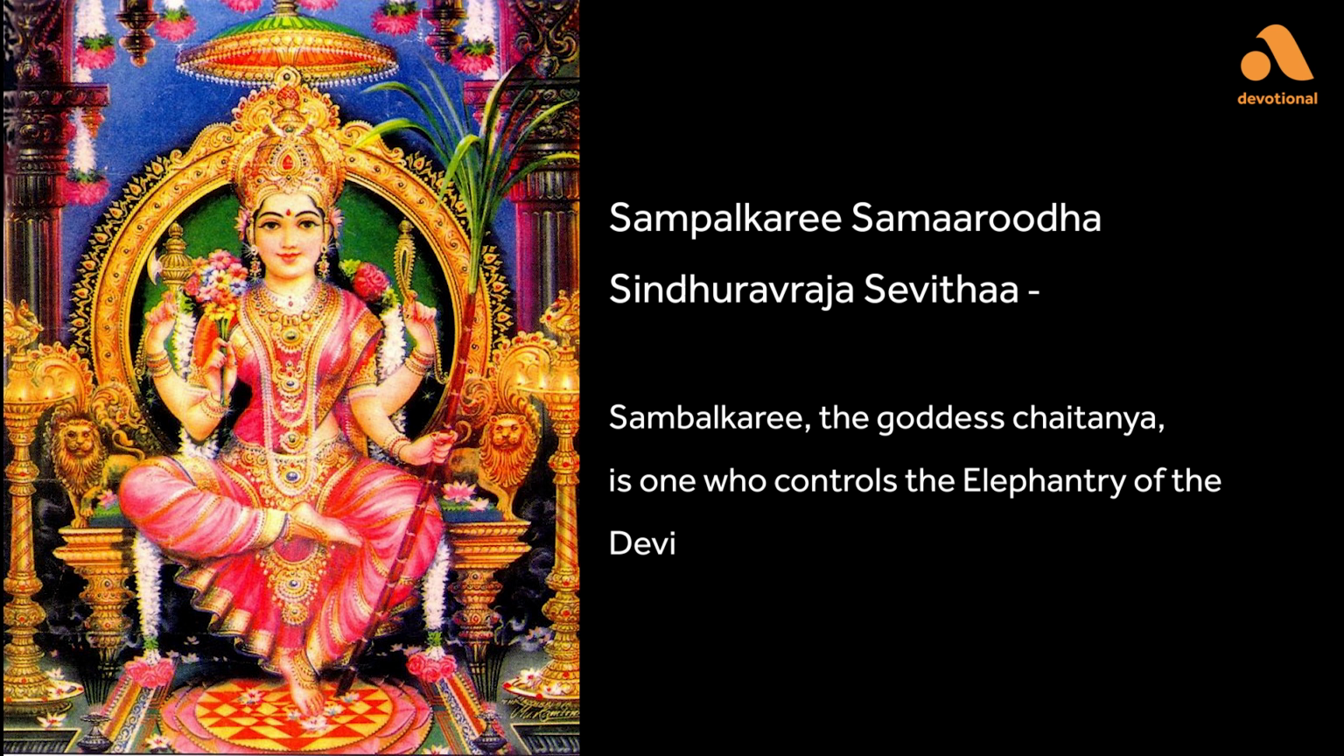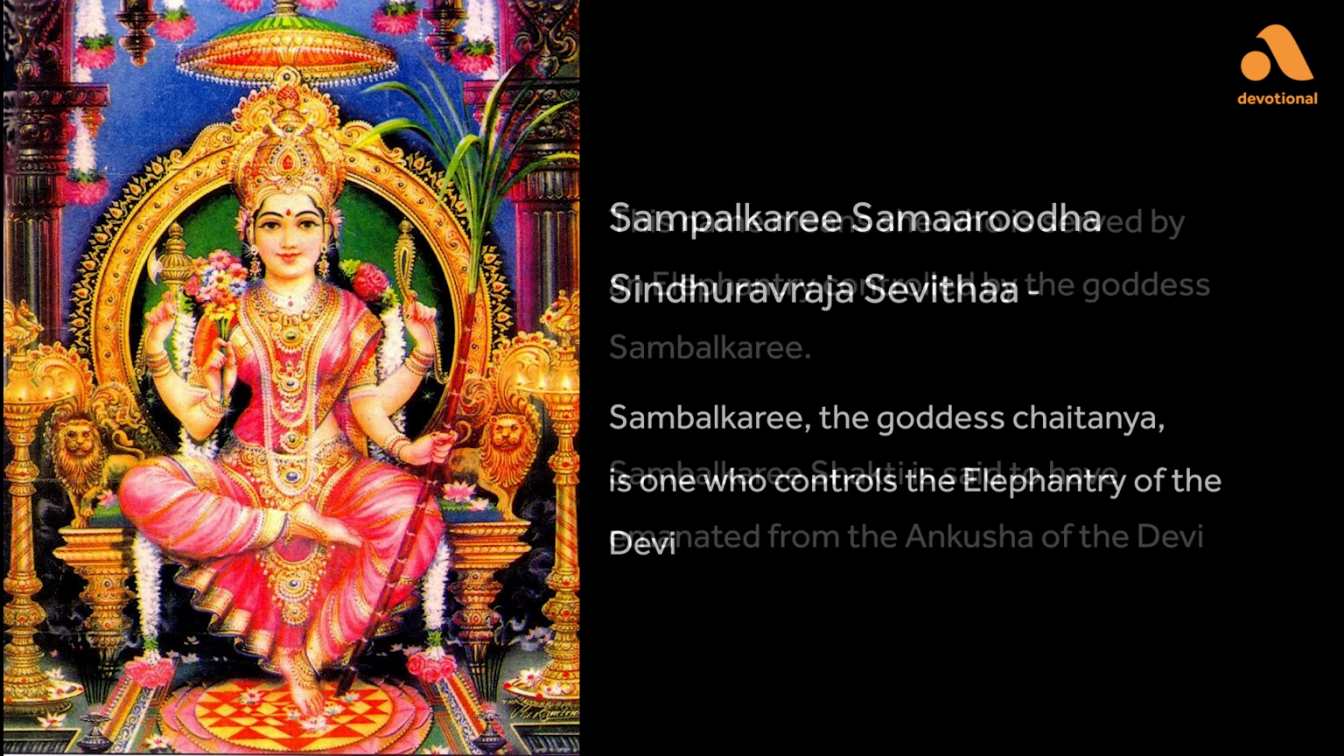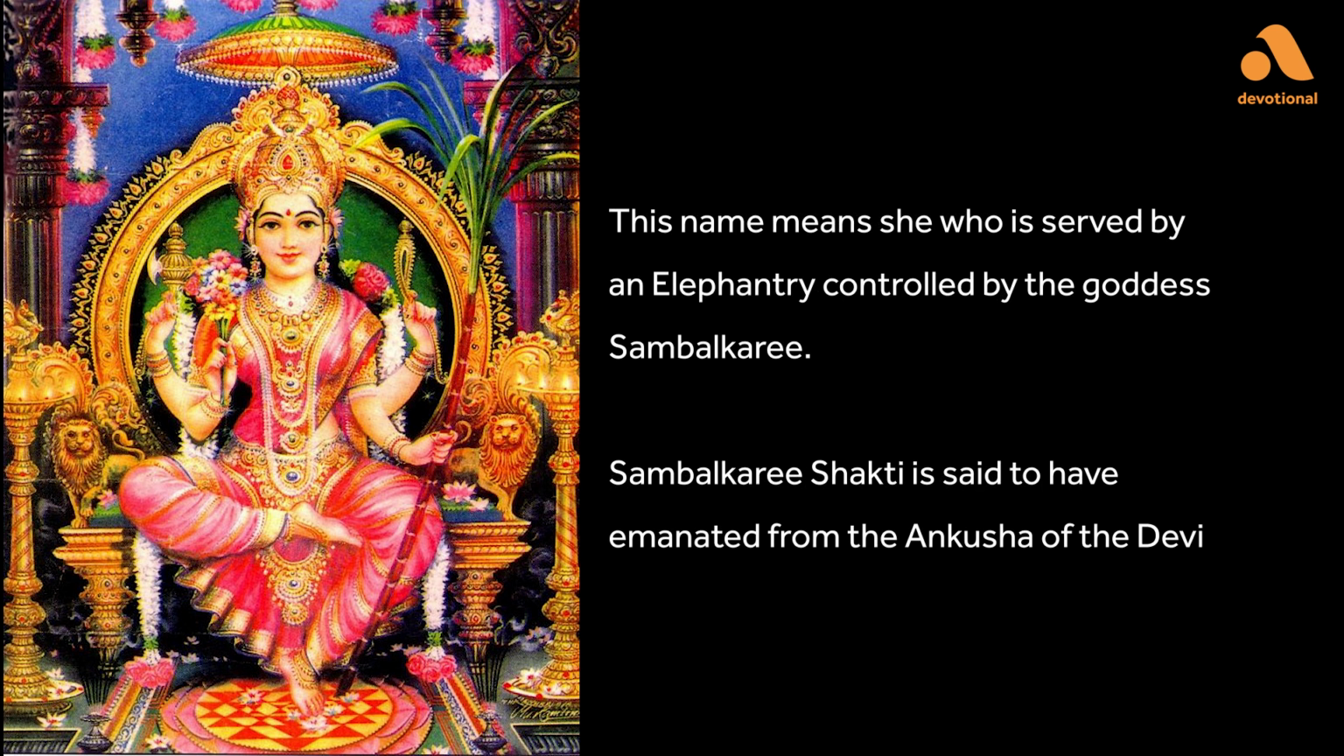Sampatkari Samarudha Sindhuravraja Sevita. Sampatkari, the goddess Chaitanya, is one who controls the elephantry of the Devi. This name means she who is served by an elephantry controlled by the goddess Sampatkari. Sampatkari Shakti is said to have emanated from the Ankusha of the Devi.